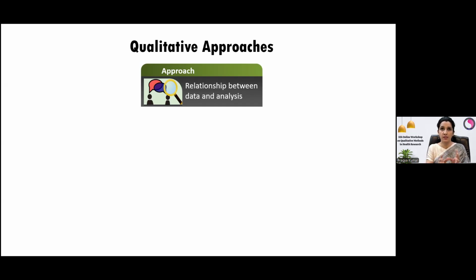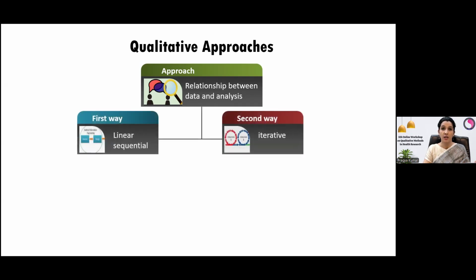The approach is a relationship between the data and analysis, and the type of research question or type of analysis you choose; your qualitative approach is guided by that. The first thing is linear sequential. Linear sequential is when you collect the data and you analyze it. You don't go back and forth. You have got all the transcripts, you start analyzing, you make codes and categories, and then you come up with a theme. So that's the linear sequential.